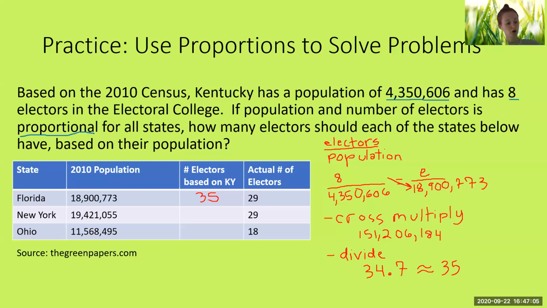Okay, so what I challenge you to do is pause the video and calculate the number of electors based on Kentucky for New York and the number of electors based on Kentucky for Ohio. What I'm going to do, I'm going to fill in those numbers right now. And then you're going to see if you got the same number. So I'm not going to say how I'm setting it up. I'm going to challenge you to set it up. I want you to pause the video and see if you can figure it out.